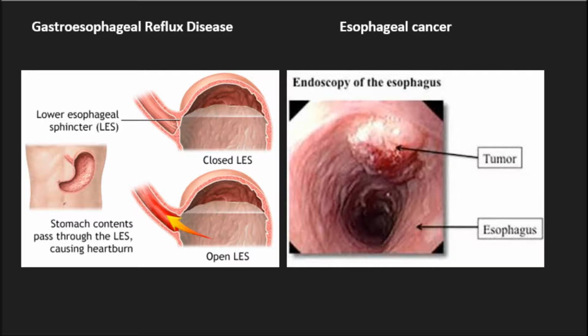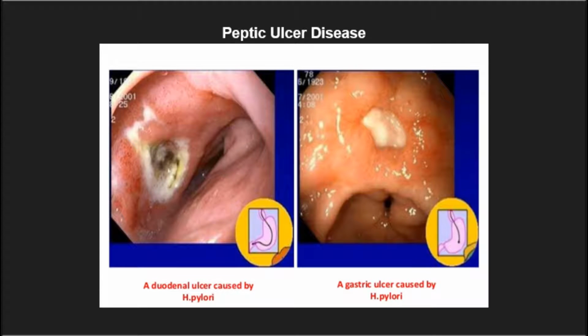The conventional endoscopy is also useful for finding tumor cells lining the esophagus. The conventional endoscope can be used to detect peptic ulcer disease, which is a painful sore or break in the lining of the stomach or the first part of the small intestine. It may be asymptomatic or symptomatic, and most ulcers are caused by a bacterial infection called Helicobacter pylori.